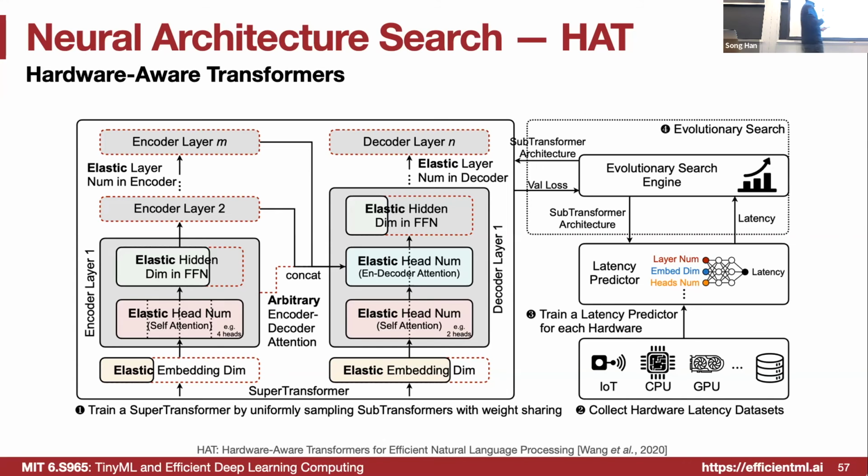Okay. And then we have an evolutionary search engine, okay, taking the latency feedback. It always proposes a new sub-transformer architecture, which feeds into a latency predictor, okay, to get the latency on the CPU, GPU, IoT, whatever hardware you are using on the bottom, using this latency feedback in the evolutionary search engine, just like what we did in the homework for vision tasks.